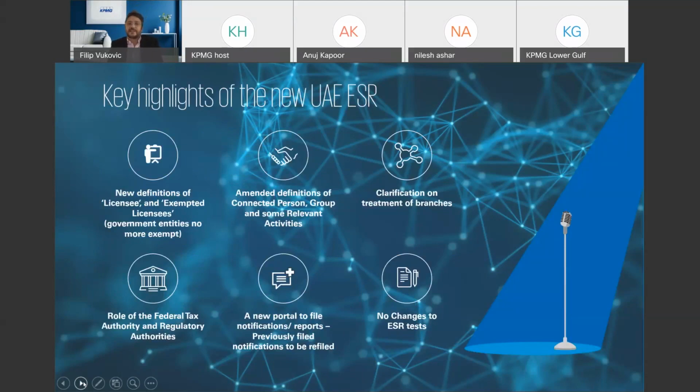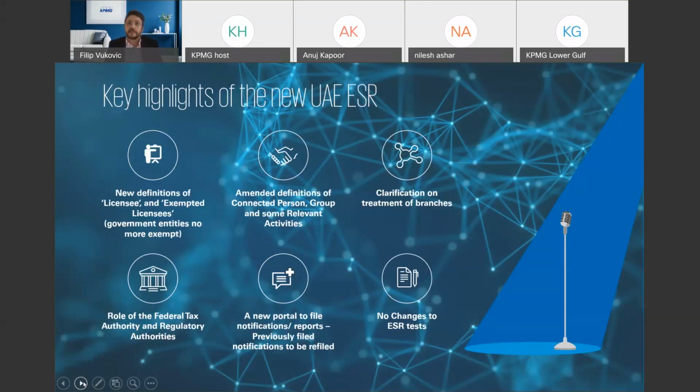As for the key changes in the new rules, they are listed on the slide that you are seeing now, but my observation is that there are four main categories that I would like to mention. First, there are changes that impact the scope of the regulation, such as the license and exempted license amendment. Second, there are changes to certain definitions that have an impact on the scope of relevant activities and their interpretation. Third, there are changes in how ESR rules will be administered.